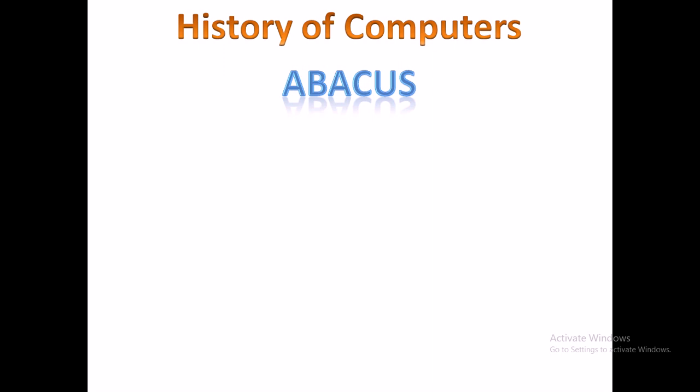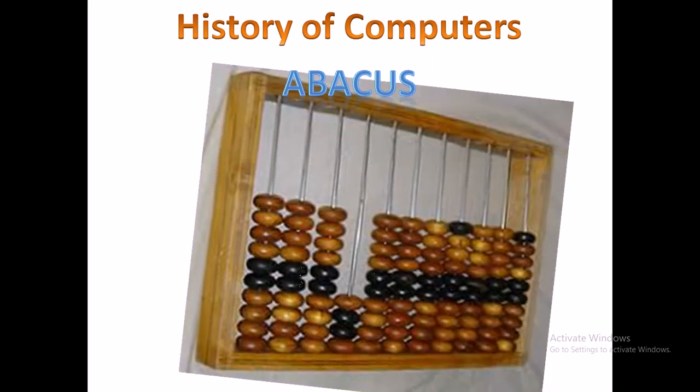But then man started trading, and then he needed various mathematical operations like addition, subtraction, multiplication, division. So for these complex calculations, he wanted a new device that can make his task easier. For speed and accuracy, man invented, about 5,000 years ago, a device that was called abacus. It was invented in China.